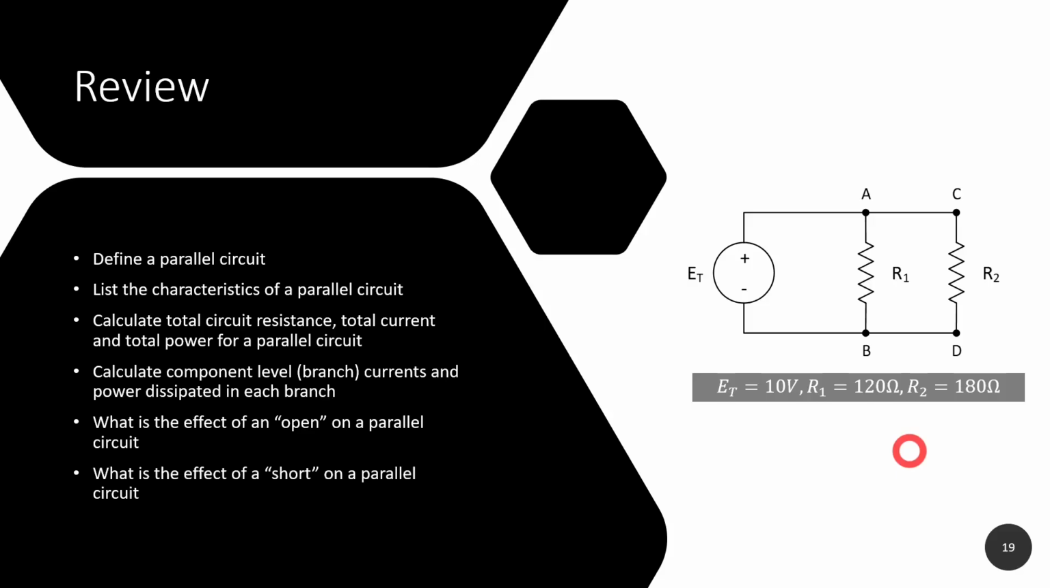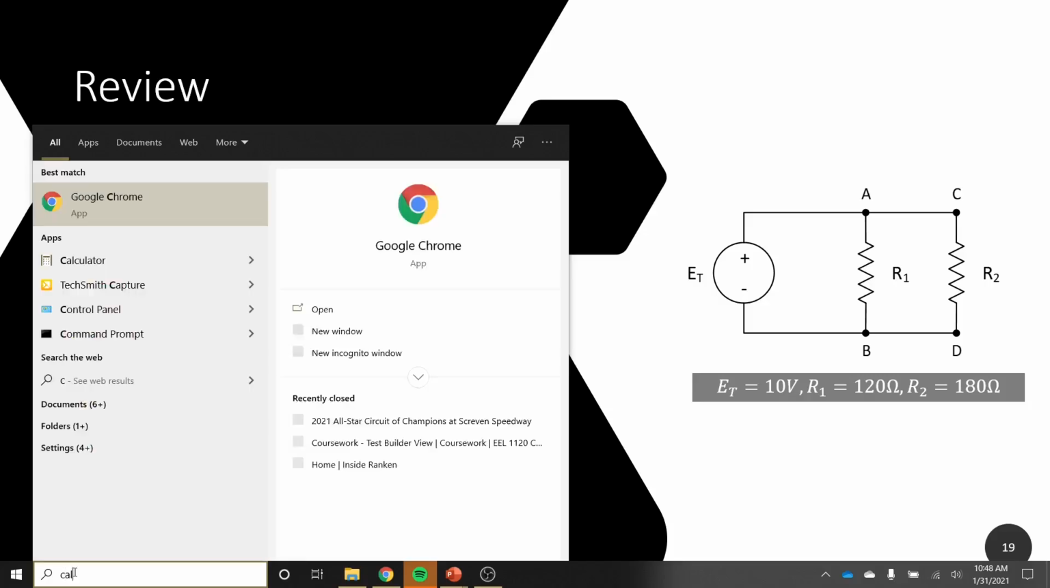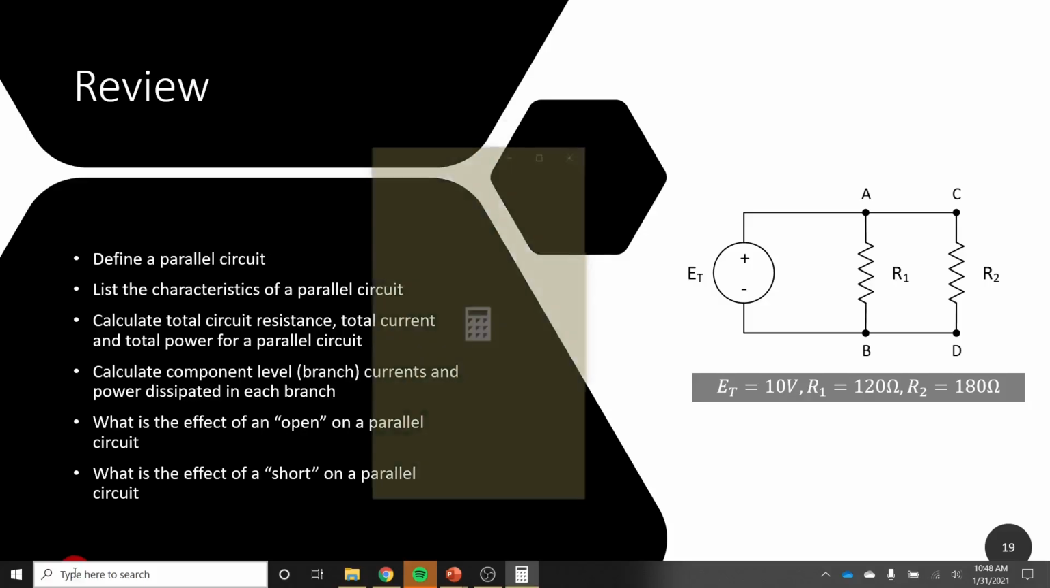A short is going to be the opposite. A short is going to increase the current to a point where some sort of overload protection is going to have to take over, whether it's in the power supply, we pop a fuse in the power supply, or if we have branch circuit fuses, we will see the effect in a blown fuse. Let's come and calculate out this example that I gave you.